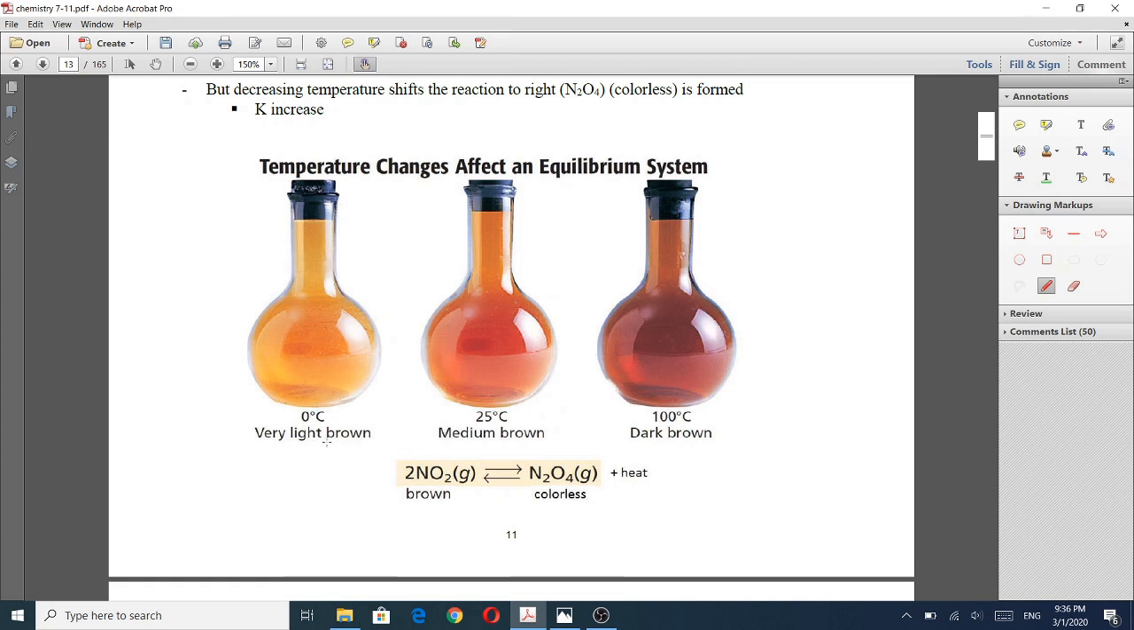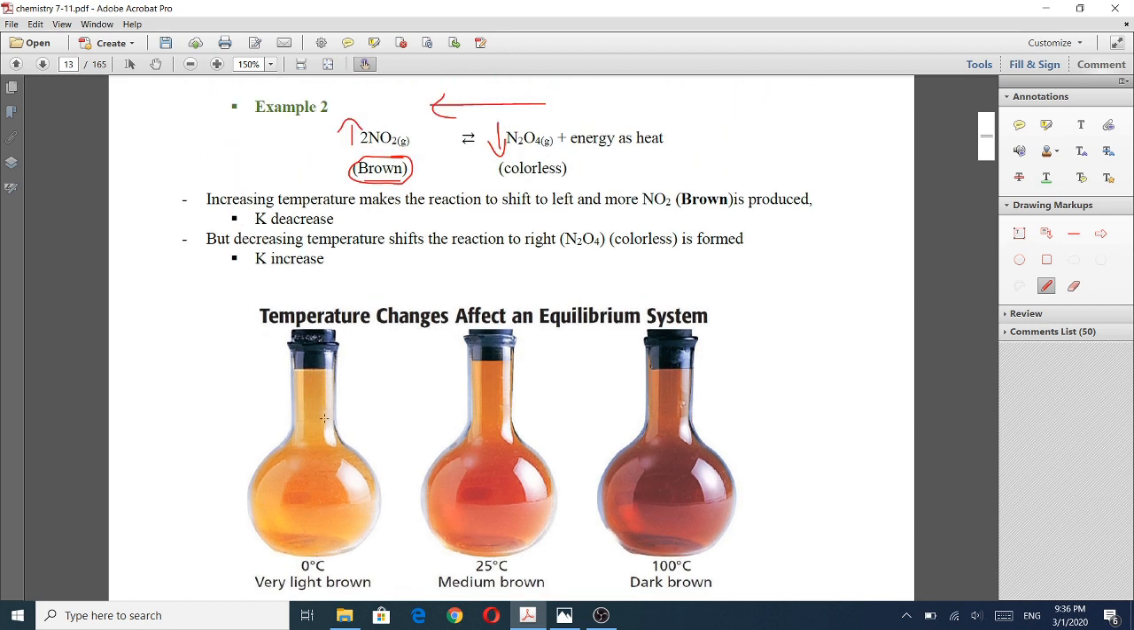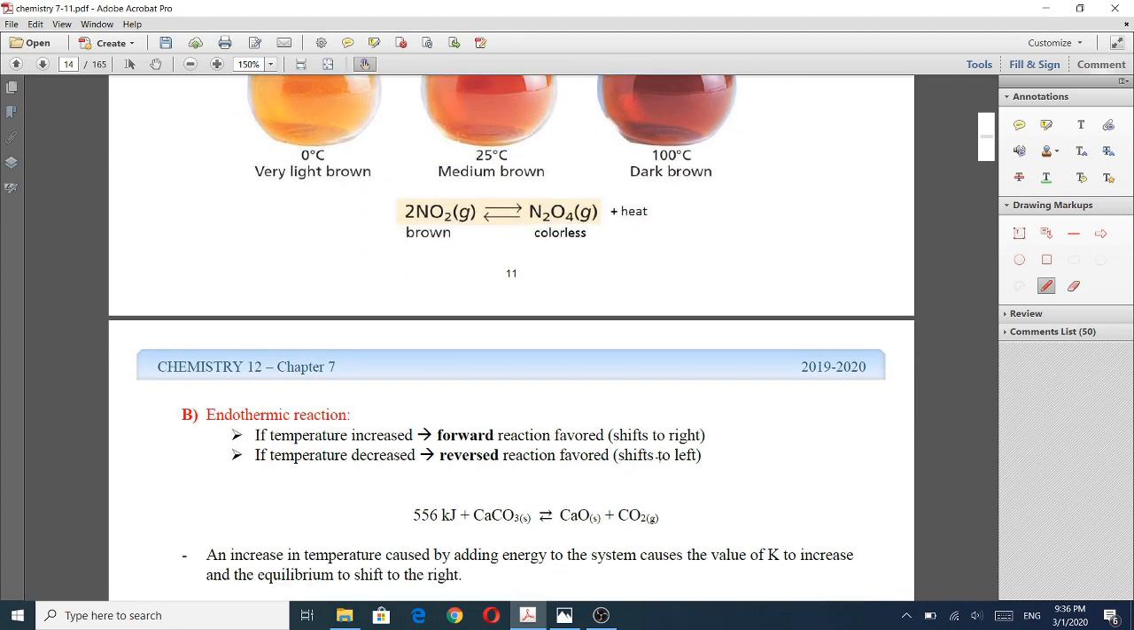So look at 0 Celsius. At 0 Celsius, which is decreasing temperature, the reaction will shift to the right, and more of the colorless substance, N2O4, will be produced. But as temperature has increased, the reaction has shifted to the left, and more brown is produced. As you can see here, the system shows more brown color has been produced. And of course, K, the equilibrium constant, would change accordingly.